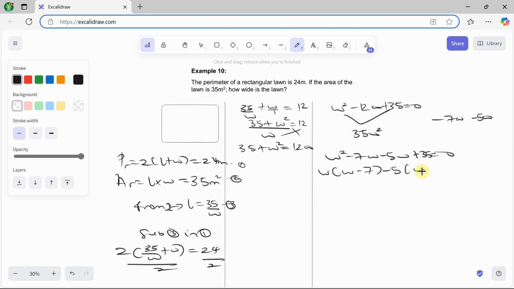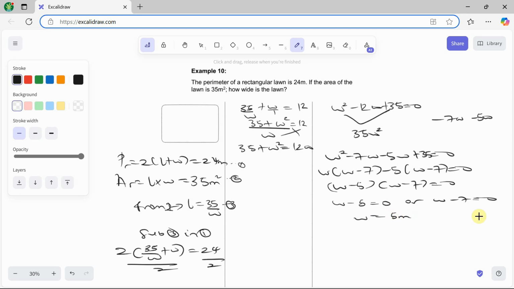Plus 35 divided by minus 5 gives me minus 7 is equal to 0. Since I have the same thing here and the same thing here, then I'm good. So if I collect like terms, that will be (W minus 5)(W minus 7) is equal to 0. So W minus 5 is equal to 0, or W minus 7 is equal to 0.